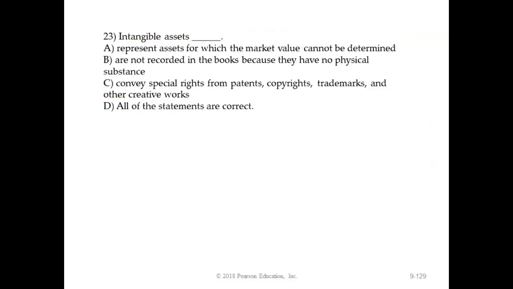So number 23, intangible assets. Does it A, represent assets for which the market value cannot be determined? Is it B, are not recorded in the books because they have no physical substance? C, convey special rights from patents, copyrights, trademarks, and other creative works? Or is it D, all are correct? The best answer on this one clearly is going to be C, because this is going to convey special rights from patents, copyrights, and trademarks. A and B, no, that's not the definition of an intangible asset. So really the clear answer that stands out for the whole thing is C.